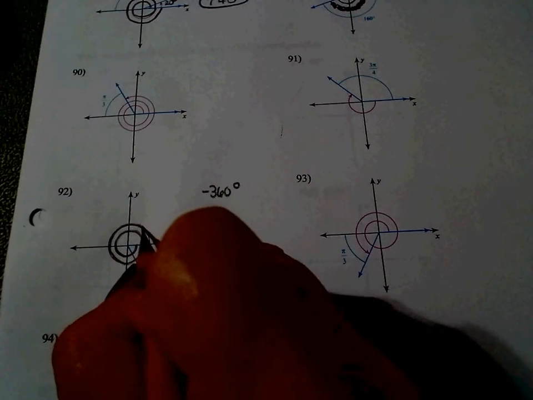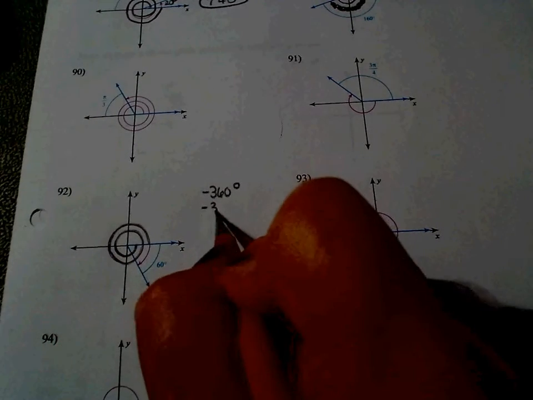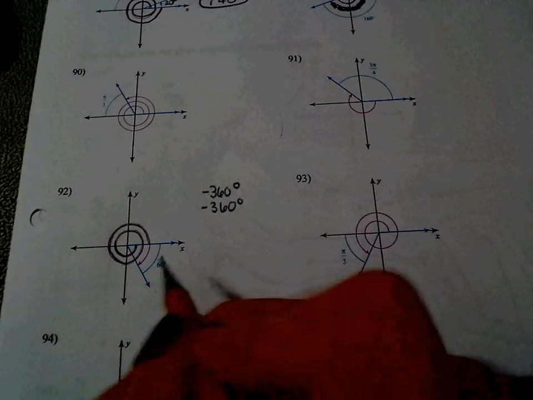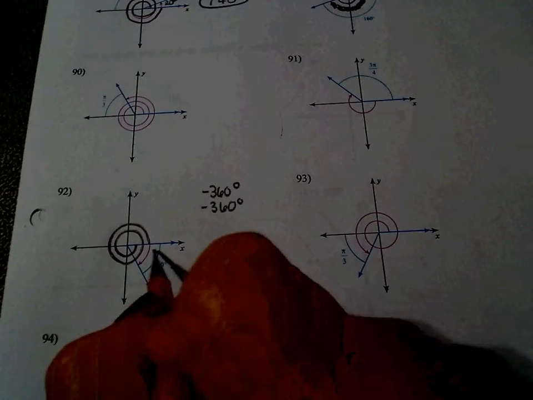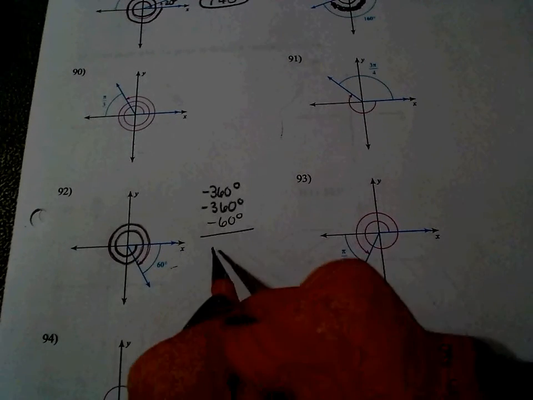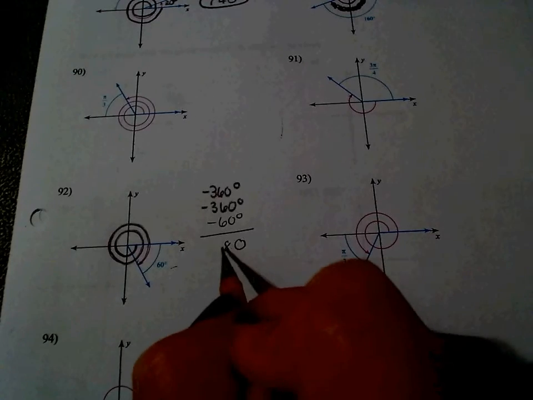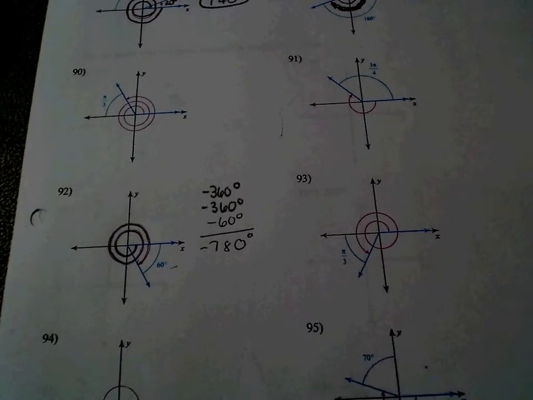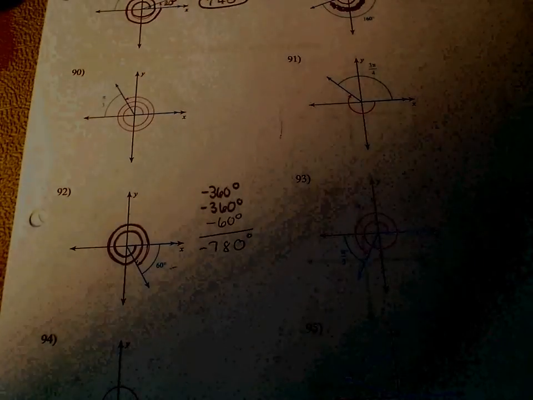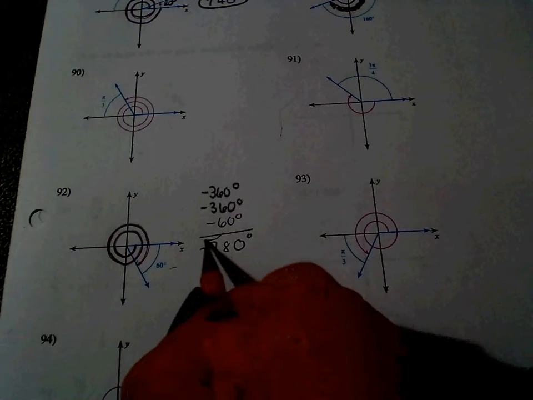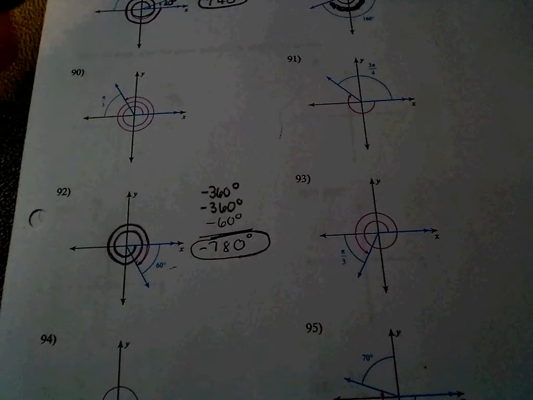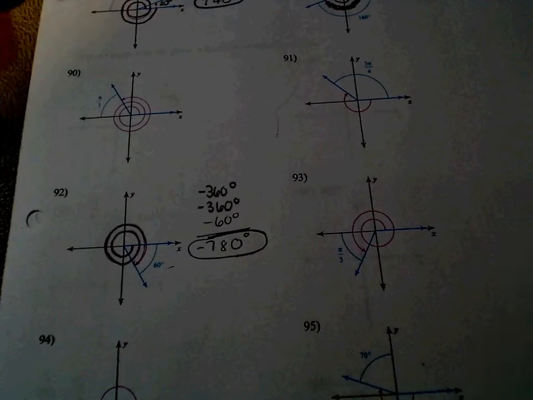Then I go all the way around again. That's another negative 360. And then how much additional do I go? I go additionally 60 more degrees, still in the negative. That's negative 780 degrees. If you didn't have that, change it. Okay, and really look at it and see why you missed it. Then I asked you to do 95.